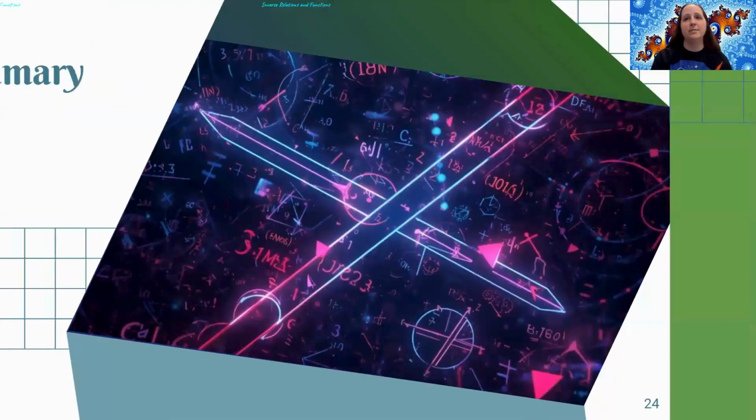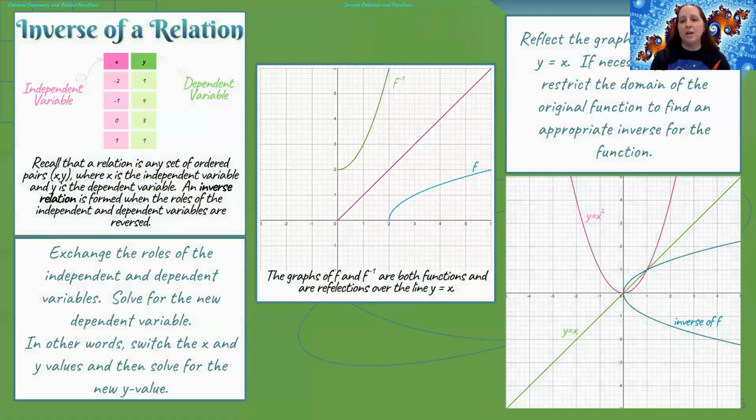Summary. In conclusion, we talked about inverse relations. You can determine an inverse relation by simply switching the x and the y values. You also need to double check that both the original equation and the inverse relation are actually functions. If a relation has the same x value with different y values, it's not one-to-one, so it is not a function. I can exchange the roles of the independent and dependent variables and solve for the new dependent variable. In other words, I'm switching the x and the y values and then solving for the new y value.